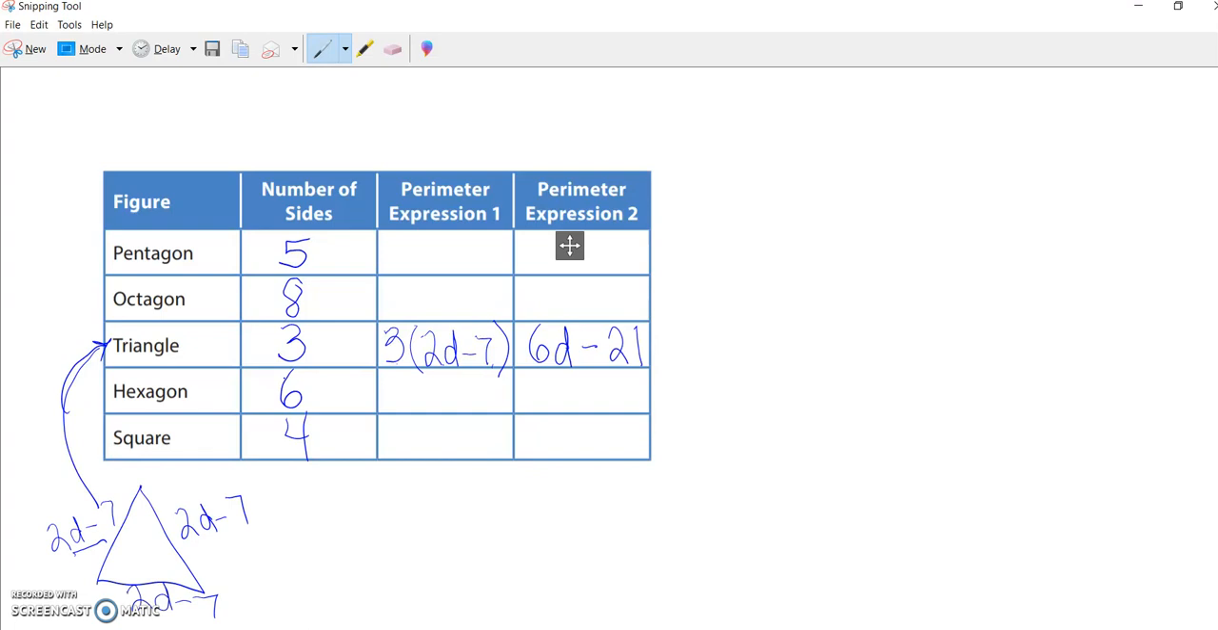I would say for expression number 1, that you write it in factored form and then use the distributive property to write expression number 2. And then hopefully you'll see a pattern and this problem will become easier for you.